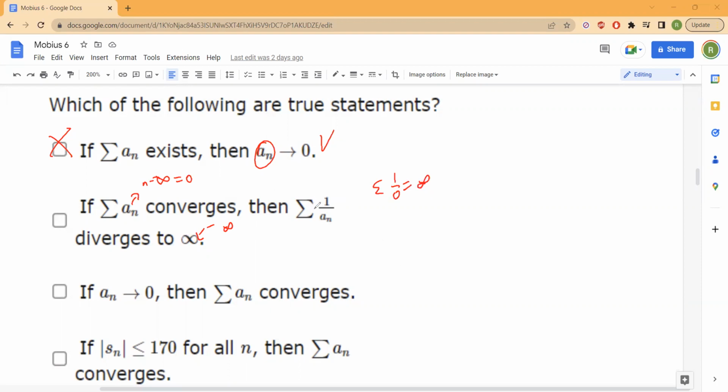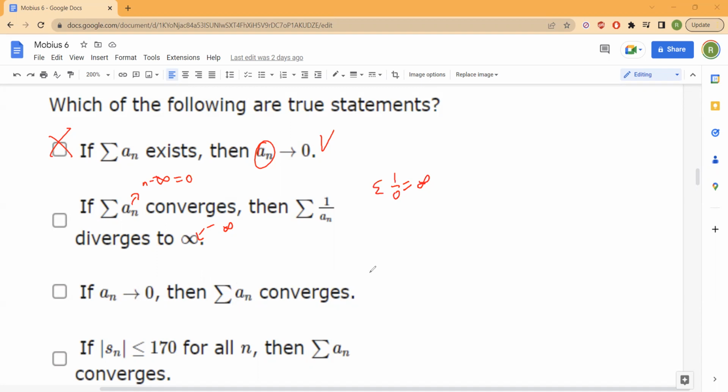By that logic, you can think, well, because I know that my an term is not approaching 0, that means it's getting bigger and bigger, and that means it diverges. But the only flaw is that this can diverge to negative infinity. That's why that one wouldn't be true. Then, if an approaches 0, then sigma of an converges. And so this is false.